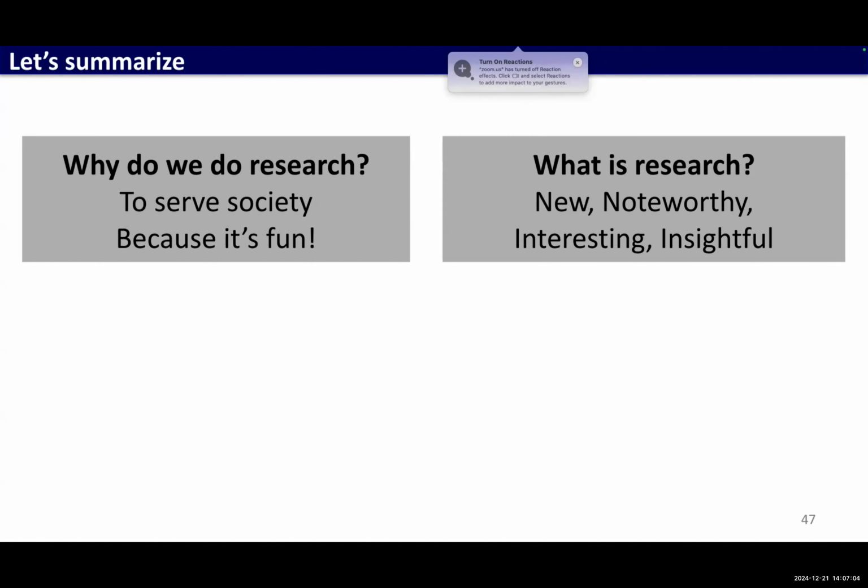What is research? It has to be new. Research by definition is you adding new knowledge. New alone is not enough. If you want to get published, you need to communicate to your audience, to the reviewers. It's not only new, you need to communicate your excitement. You need to communicate that this is important, this is interesting, this matters. You need to convince them of that.